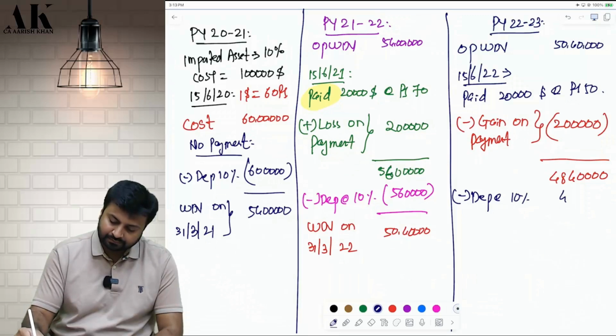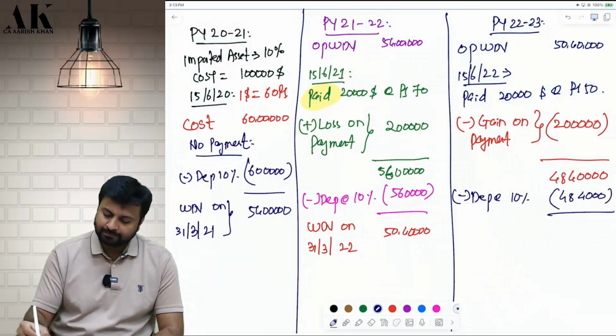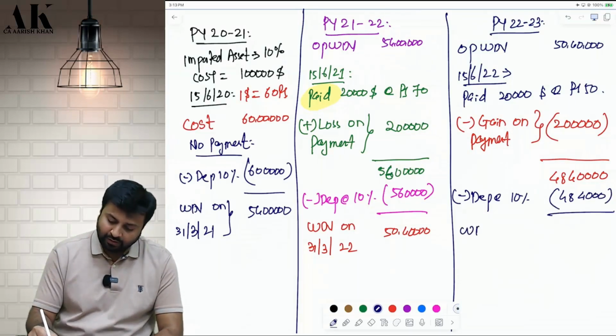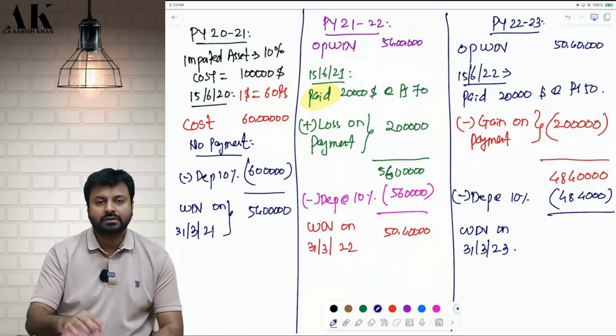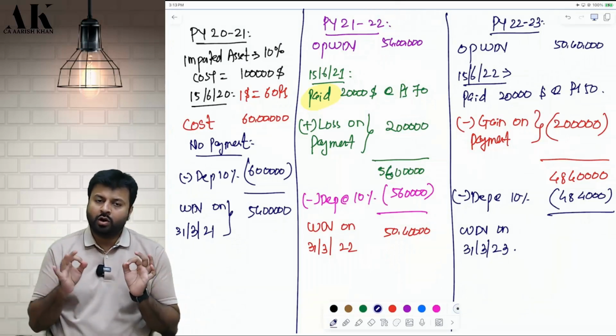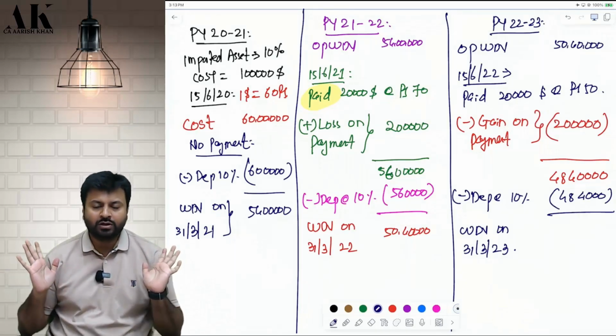How much? 4 lakh 84,000. Is it clear? And this will be my WDV on 31st March 2023. Is it clear, all of you? So this is how it will go on till the time my loan is not repaid. Are you clear? Please tell me, all of you.